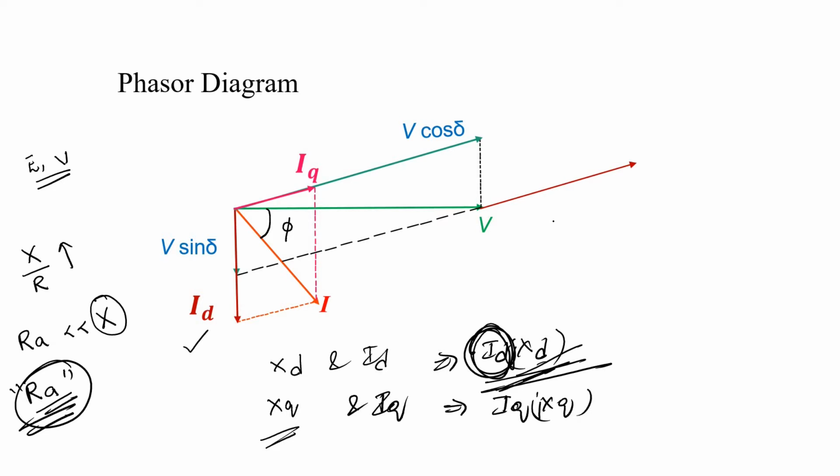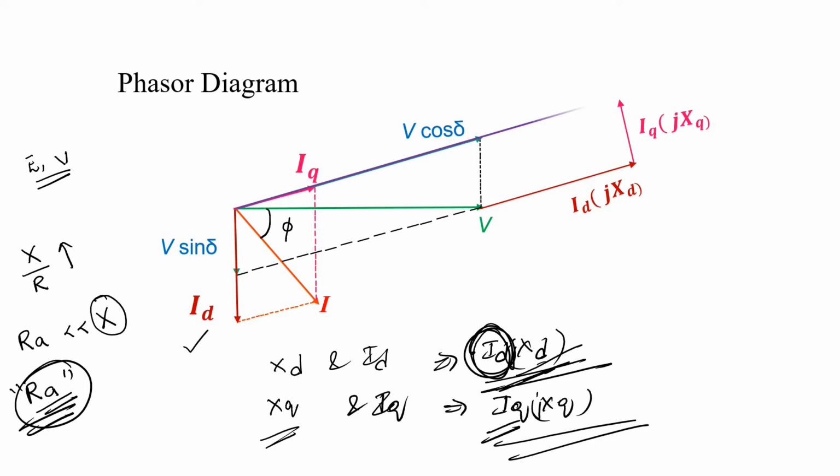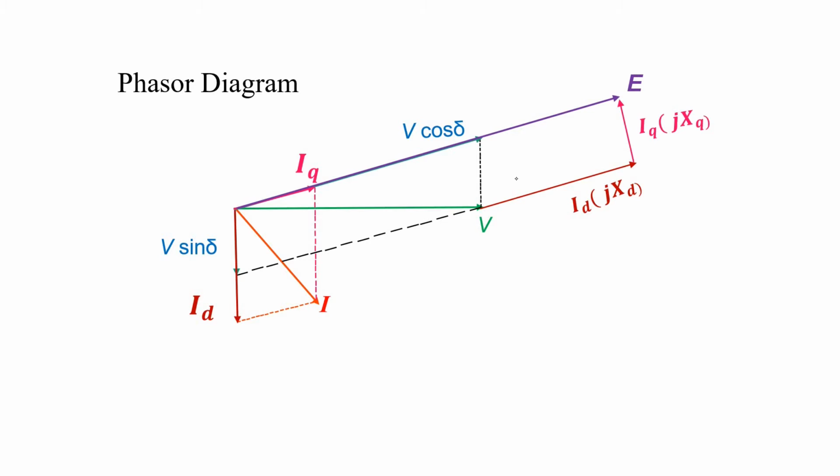So this is the ID XD drop. Coming to the IQ XQ drop, the IQ XQ drop will be perpendicular to that IQ current. That means IQ into XQ drop. So now if you add the terminal voltage plus the drop ID XD and the drop IQ XQ, the resultant vector will be the excitation voltage E. So I hope up to this is clear.